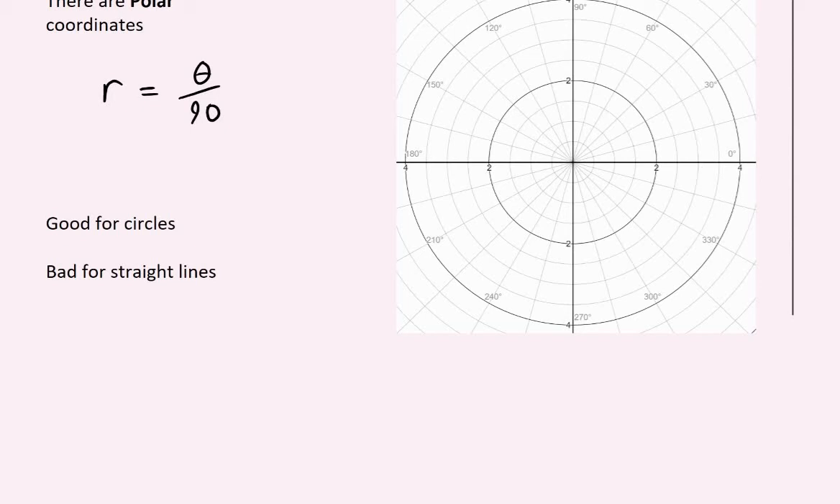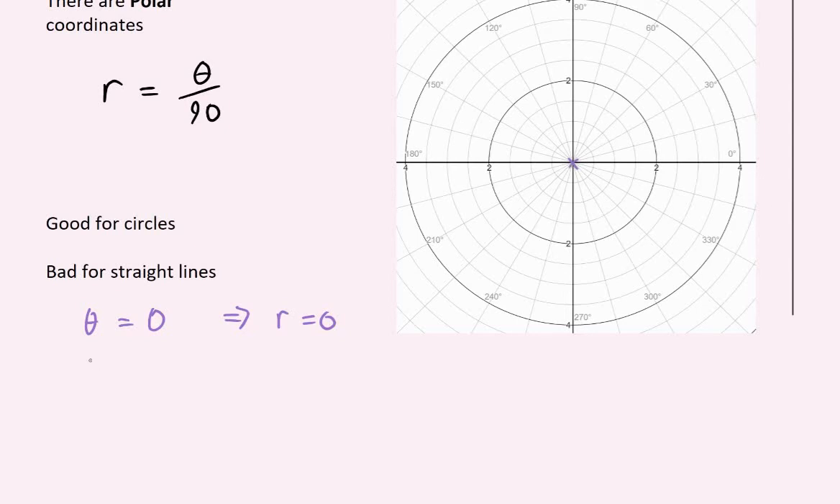So first of all, what happens if theta is 0? Well, if my angle is 0, then 0 divided by 90 is still 0. So that tells me the radius is 0. So my angle is 0, my radius is 0. Whenever your radius is 0, that means you are at the origin. So your first point is at the origin.